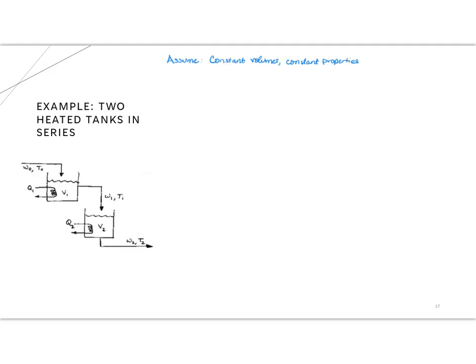Next, let's do a similar problem, but now the tanks are heated. I am also going to simplify things and assume that I have constant volume as well as constant properties. That means that if the area is not changing, then those heights will not change. My material balances, therefore, are going to have the time derivatives equal to 0. Take a moment and see what you come up with if you write those expressions.